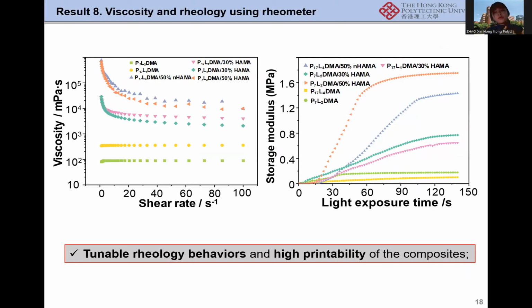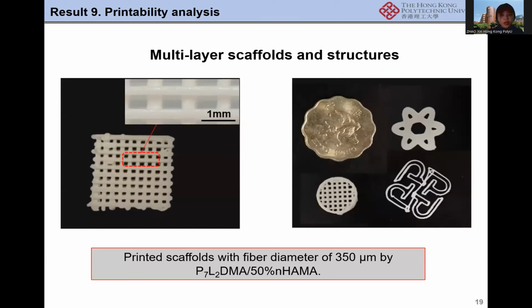And also because we want to 3D print these materials, we also examine its viscosity. We find that by changing the polymer ratio and also the polymer and nanomaterial concentration, we can control the viscosity. And we are also able to print these 3D scaffolds with high resolution. This is from a paper published about 2 or 3 years ago. Nowadays we are able to make the resolution about 100 micron.